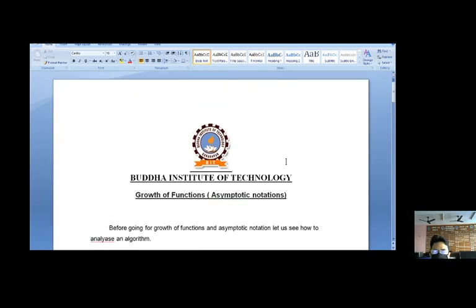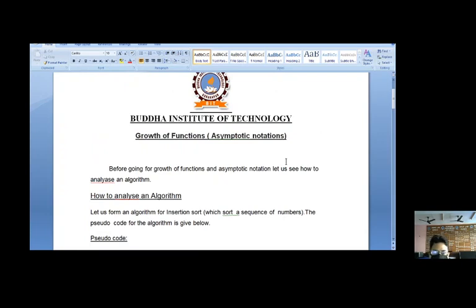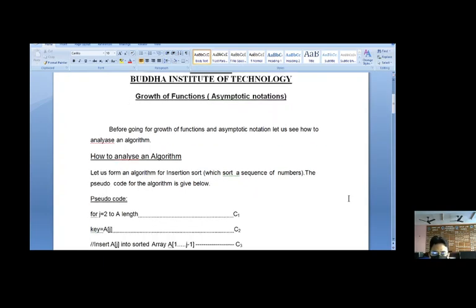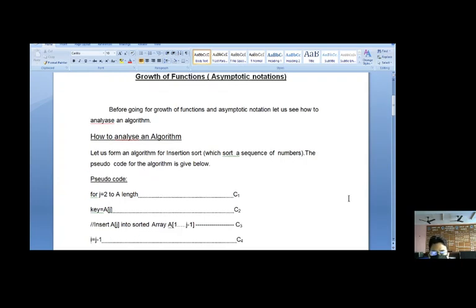Dear student, today we are going to discuss the topic growth of functions. In this topic, we are going to discuss how the growth of functions takes place. We shall discuss this using some algorithms and pseudocodes, and analyze the increasing rate of the function, because on the basis of the growth rate we decide the complexity of the algorithm.